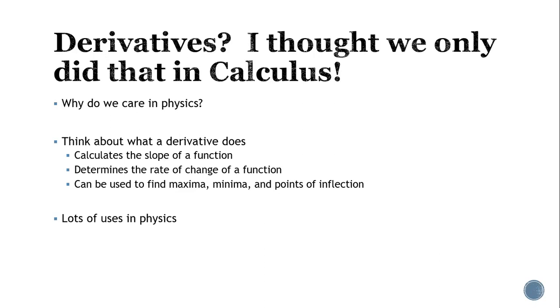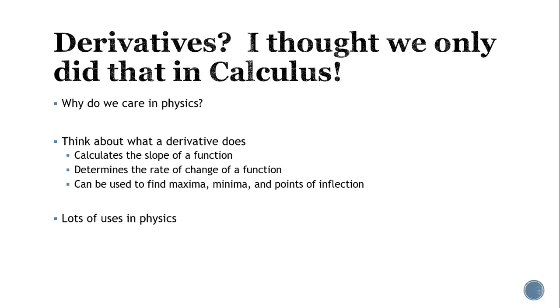I would say take a step back and think about what a derivative actually does functionally in calculus. It really does a few different things. It calculates the slope of a function, which may or may not be all that useful to us. It determines the rate of change of a function. Well, that is certainly useful to us in physics. Something like velocity and position. Velocity is the rate of change of position, or acceleration is the rate of change of velocity. So there should be some derivatives in velocity, acceleration, and position.